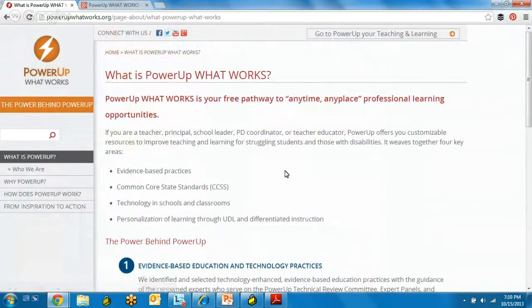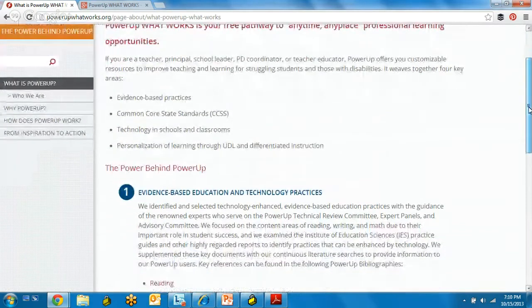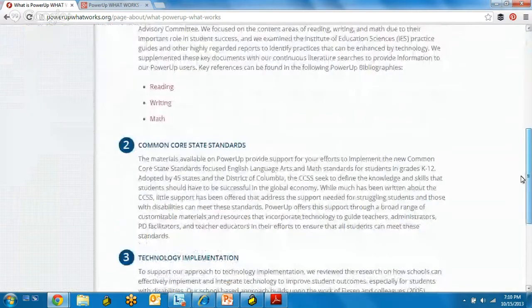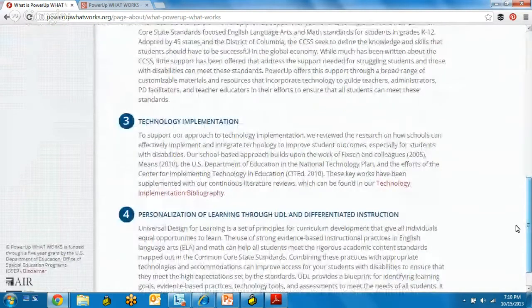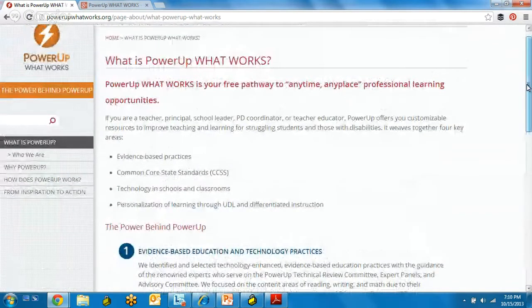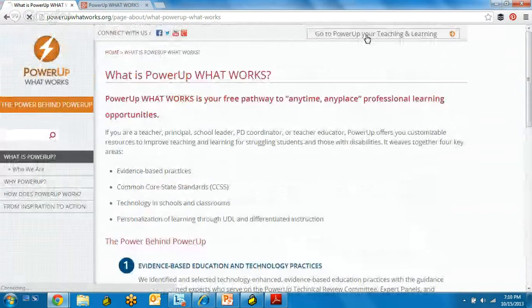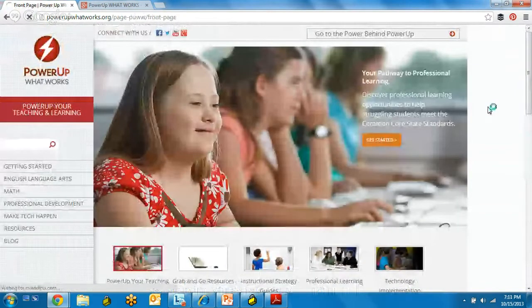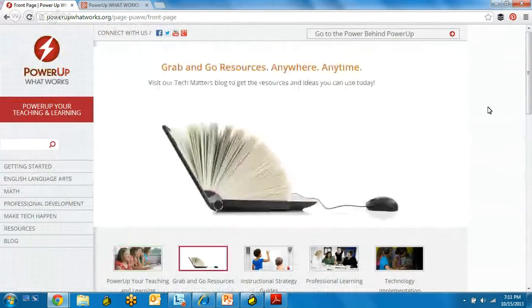That's great. And this is just a little overview, a little way to get involved in what our purpose of PowerUp is, who our audience is, and how we are focusing on pulling together information about technology, best practices, and differentiating instruction in order to help teachers help students meet the Common Core State Standards. Let's go over to the other side of the website now. And we'll be moving quickly, and what we're hoping is that you'll be able to stop us and ask some questions. We'll be pausing in a way to do that.